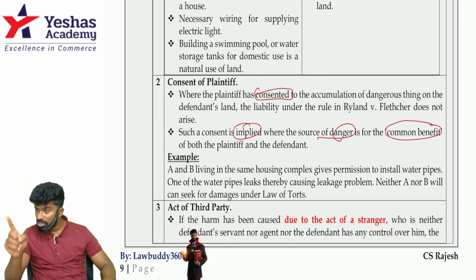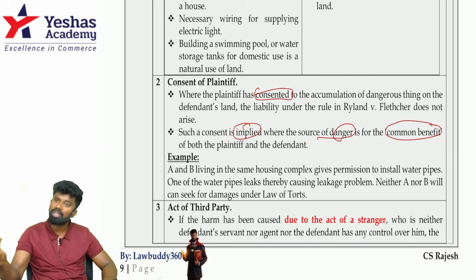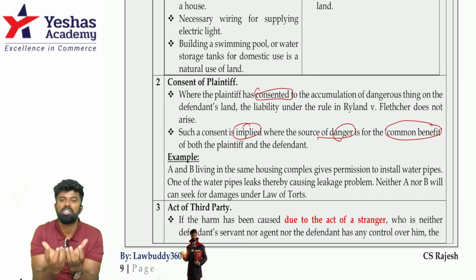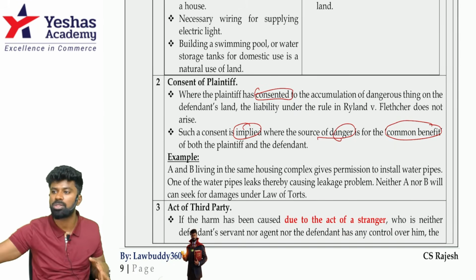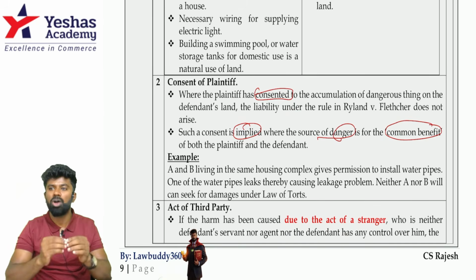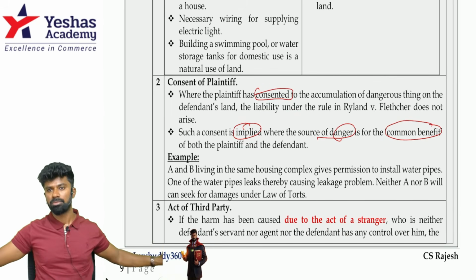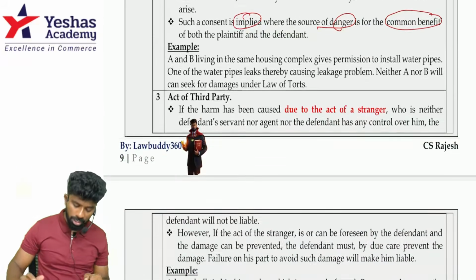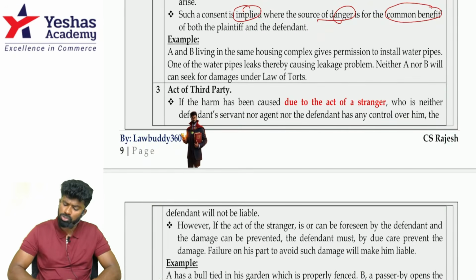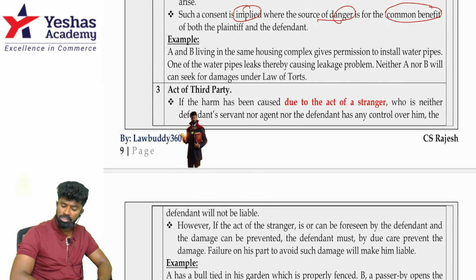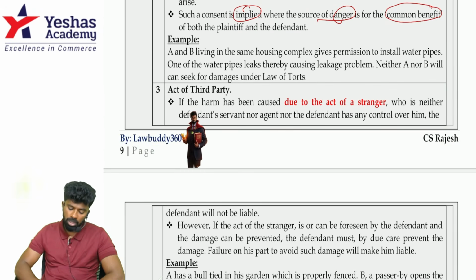What is the first exception? Natural use of land. Understood? Second one, consent of the plaintiff. If something is accumulated or brought on the land with the consent of the plaintiff, and if it escapes, the principle of strict liability is not applicable. Third one, act of which party? Third party. If harm has been caused due to the act of a stranger who is neither the defendant's servant nor agent, nor does the defendant have any control over him, the defendant will not be liable.